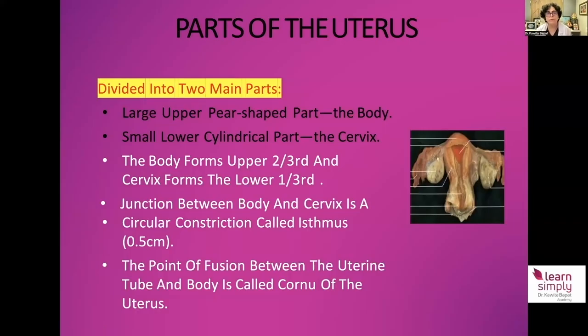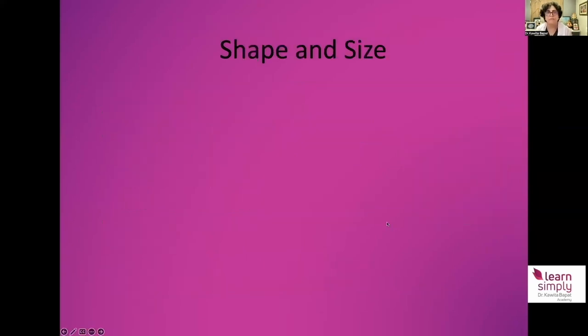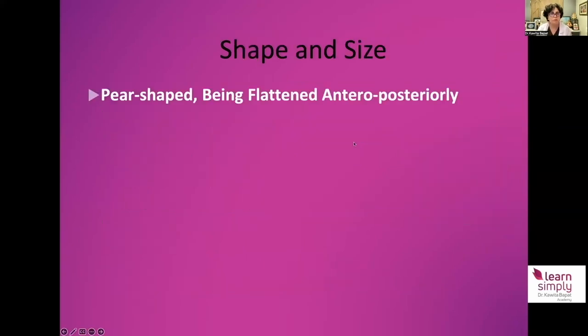It is divided into two main parts: the large upper body, this one, and the small lower cylindrical part, the cervix. The body forms the upper two-thirds of the uterus, and the cervix forms the lower one-third. The junction between the body and cervix is a circular constriction called the isthmus. The point of fusion between the uterine tube and the body is called the cornu of the uterus. You all know everything, but still we are doing revision.